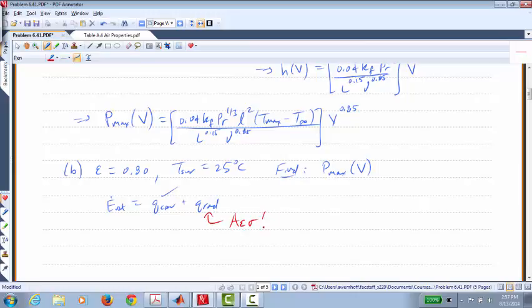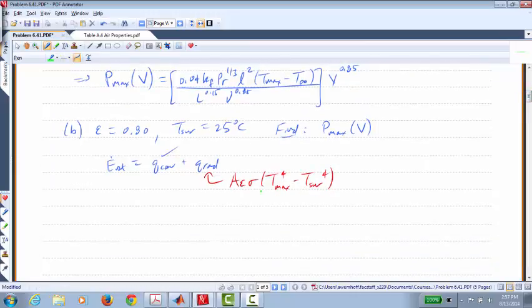It's A epsilon sigma T to the 4th, in our case it's T max to the 4th, minus T surroundings to the 4th. And furthermore, our area here is going to be little L squared. So we're just adding on an extra term to our equation for P max.